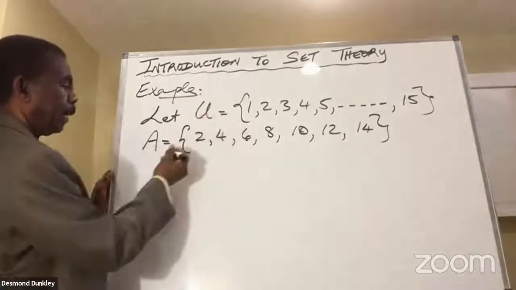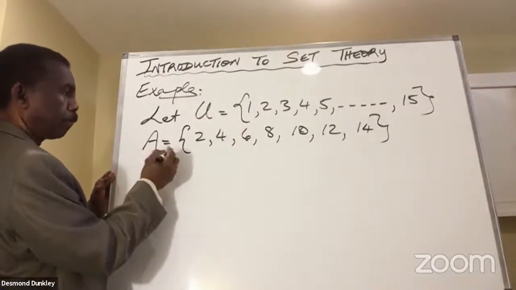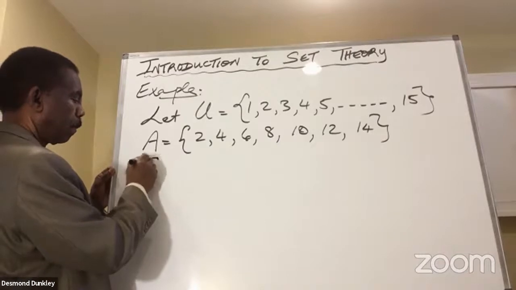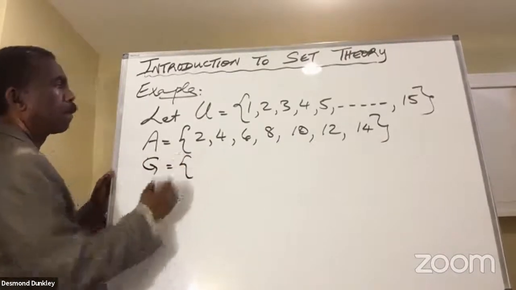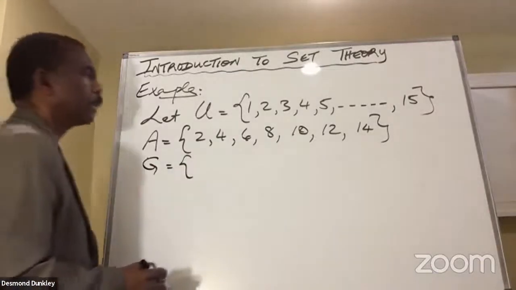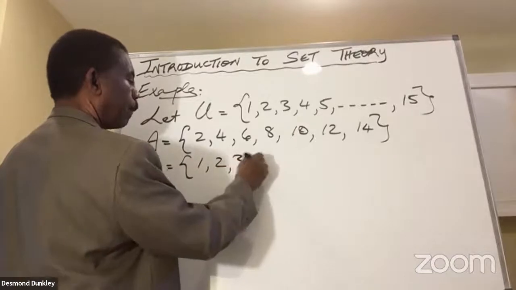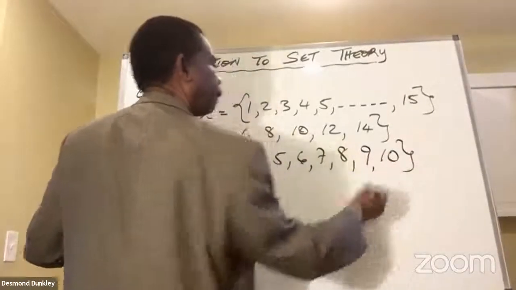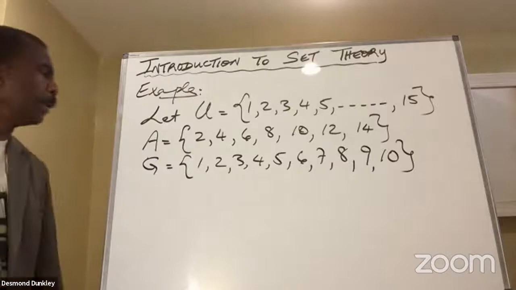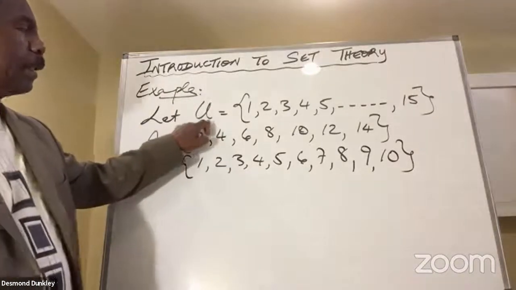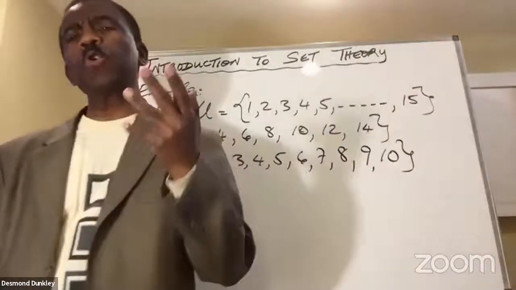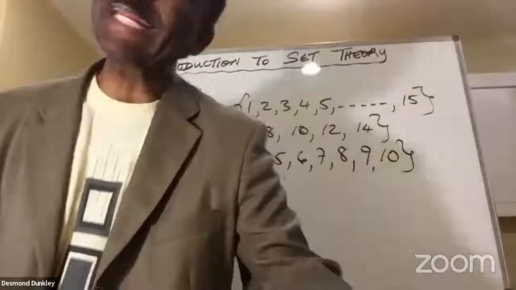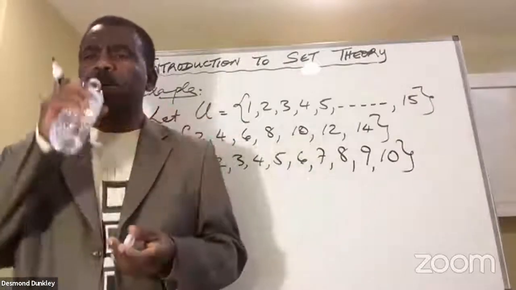Okay, so let's call that A, and let's call this PQ. Let's call this set G, and I'm going to use this as 1, 2, 3, 4, 5, 6, 7, 8, 9, 10. Now, remember we said the universal set is a set of all elements that we can use. So in other words, 16 could not be used because 16 is not in the pool of items that we're considering.